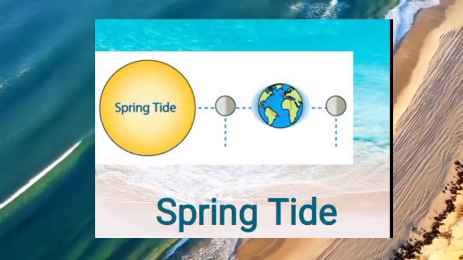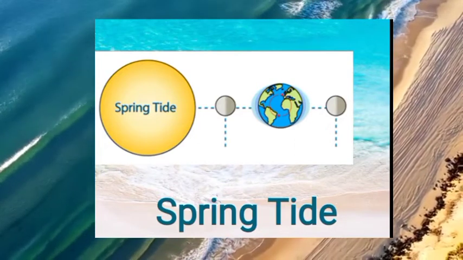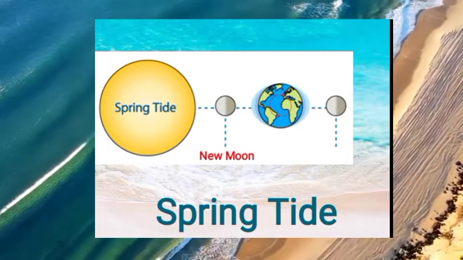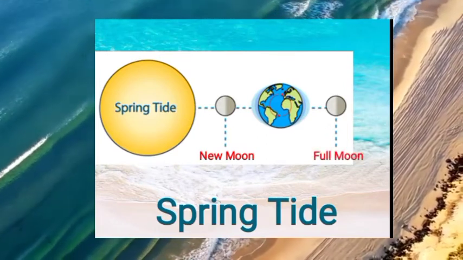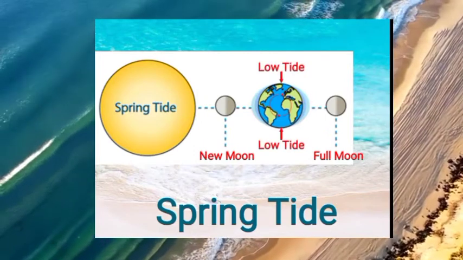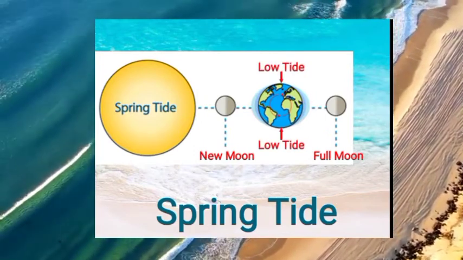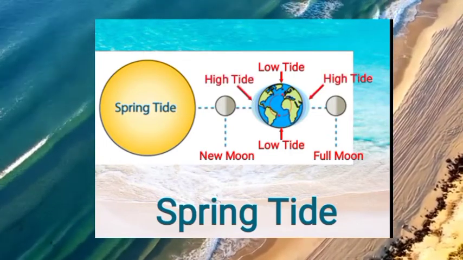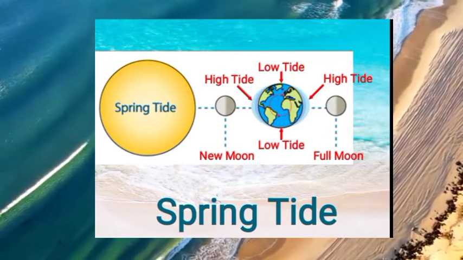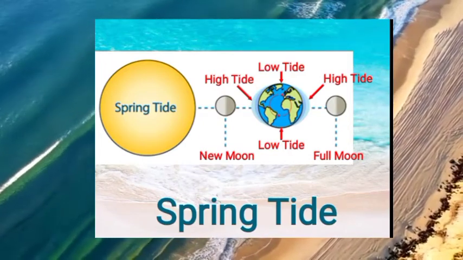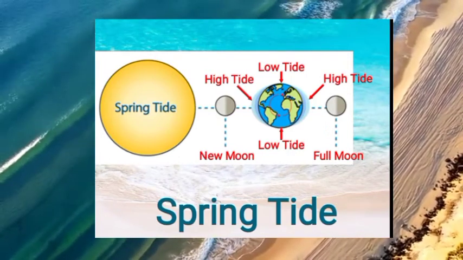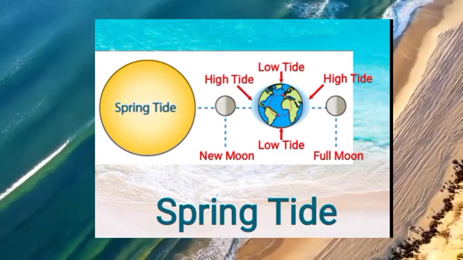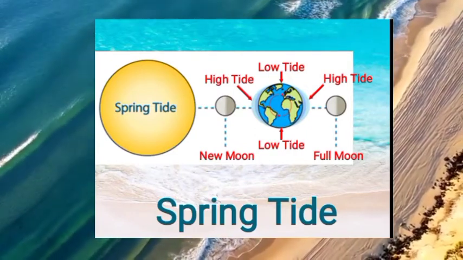So, this is another illustration. As you can see, they are in a straight line. So, spring tide occurs during the new moon and in full moon. The low tide typically occurs at the poles, while the high tides occur where the moon is located. So if the position of the moon is between the sun and Earth, then the bulge will be on the places where it is very near the moon.